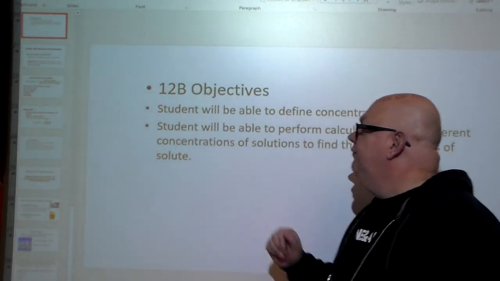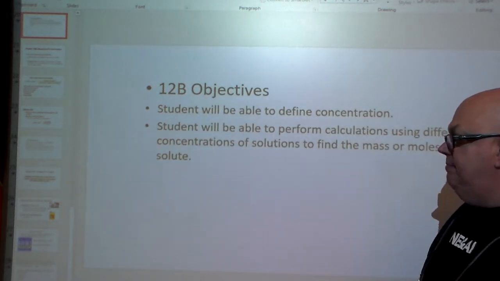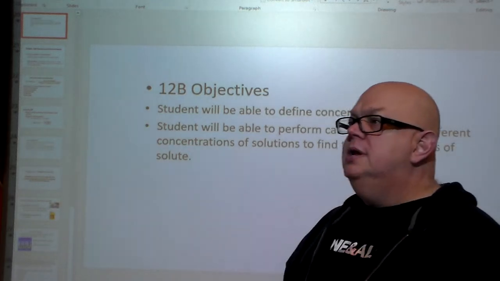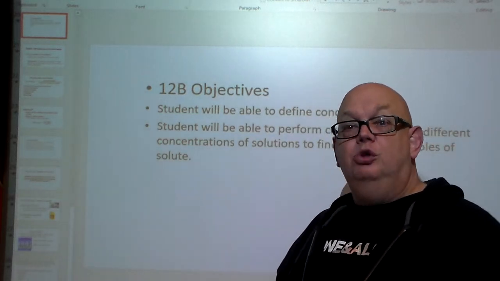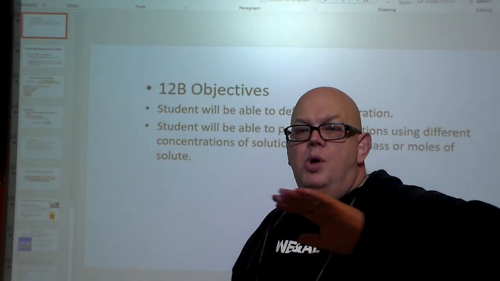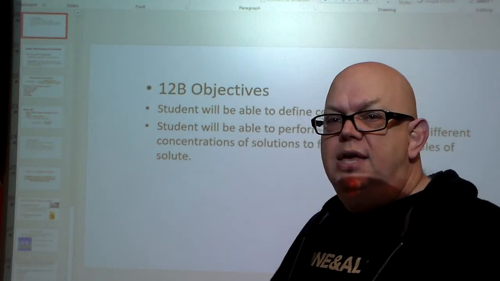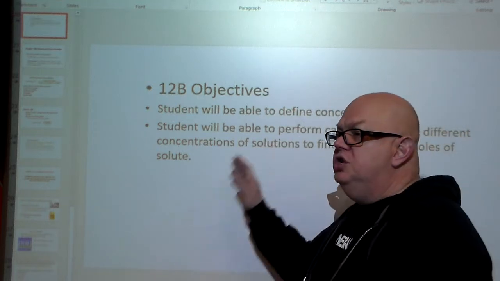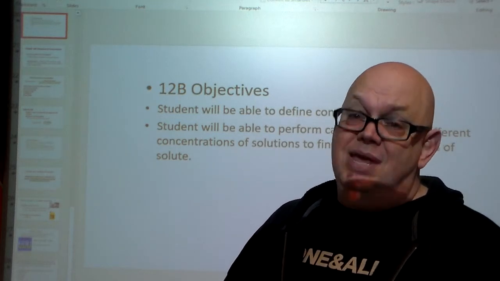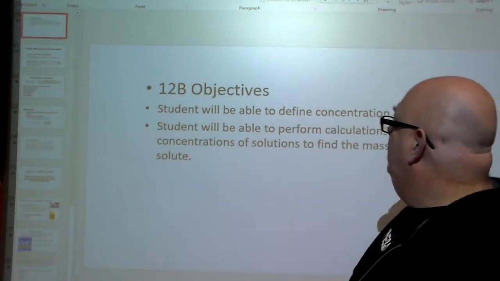So anyways, for us, we're looking at the second part of Chapter 12, and I do consider this important because you had to understand about solutions. But now we have to talk about concentration, because when you go on into other things, concentration is going to play a main role, especially when we start to talk about acids and bases. Okay, so let's go with it.